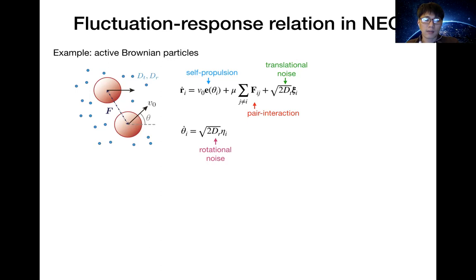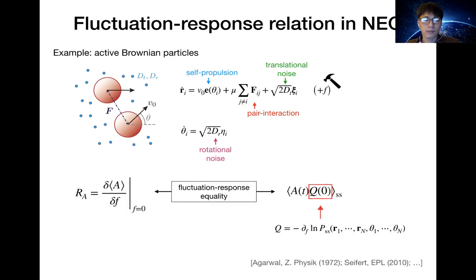This system doesn't have a perturbation to perturb. Instead, we perturb the system by applying a weak force. Then the response function is related to a steady-state correlation function again. But to determine the conjugate quantity Q, we often need to know the expression of the non-equilibrium steady-state distribution. Since the steady-state distribution is hard to find for non-equilibrium systems, this fluctuation-response equality is hard to use.